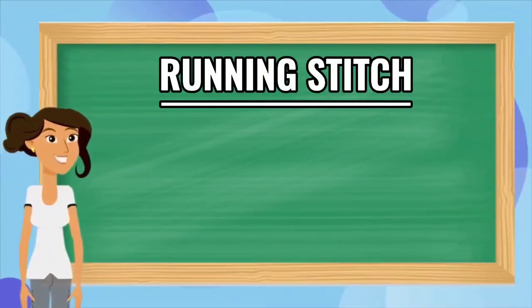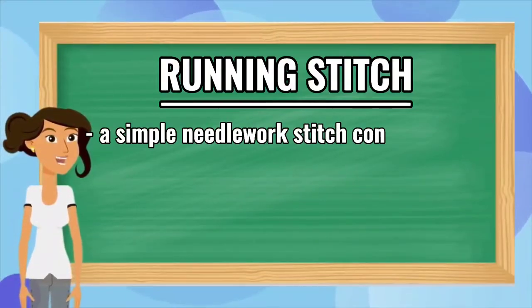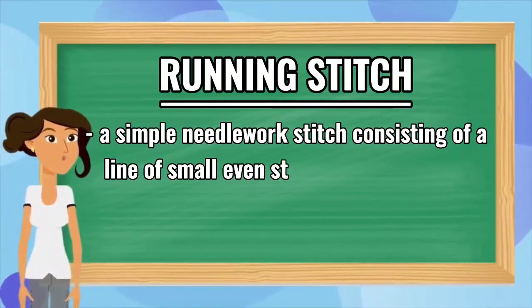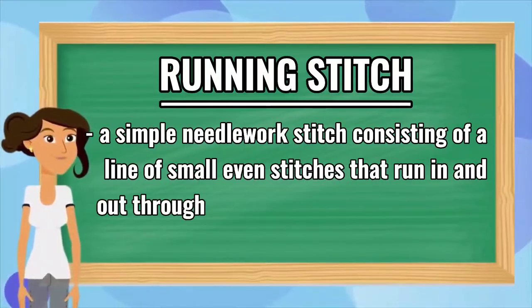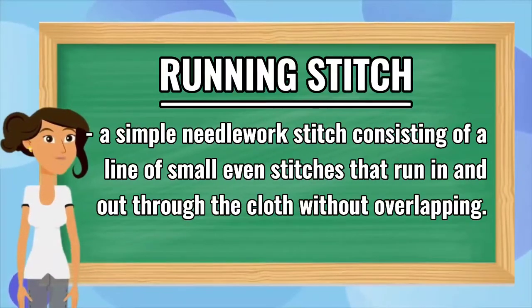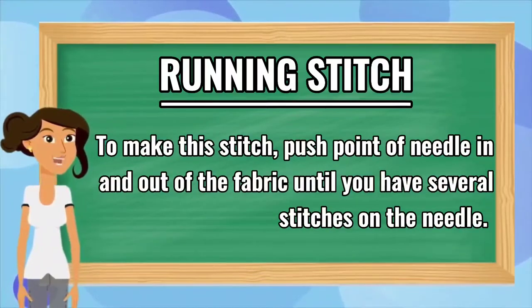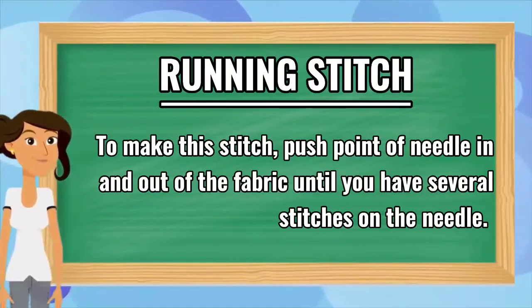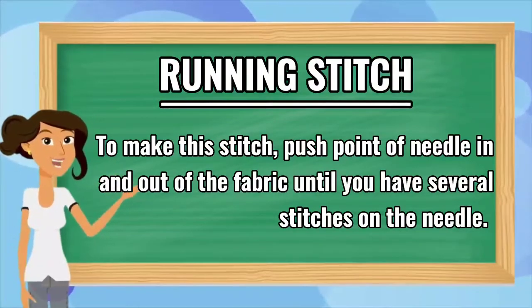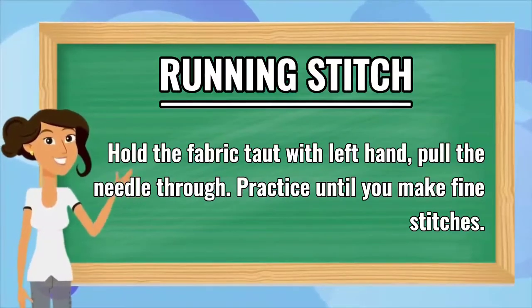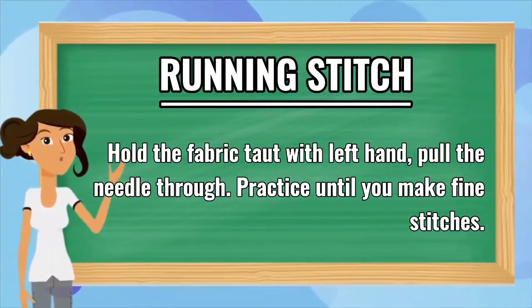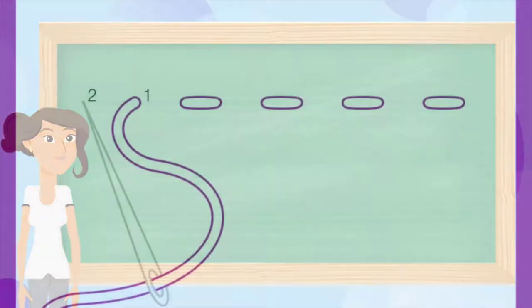Running stitch. Running stitch is a simple needlework stitch consisting of a line of small even stitches that run in and out through the cloth without overlapping. To make this stitch, first, you are going to push the point of the needle in and out of the fabric until you have several stitches on the needle. Hold the fabric taut with your left hand, pull the needle through, and practice until you make fine stitches.